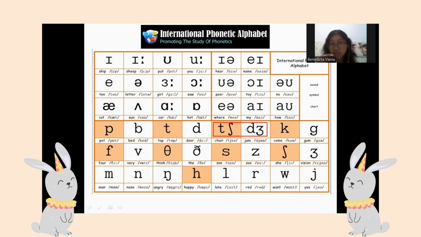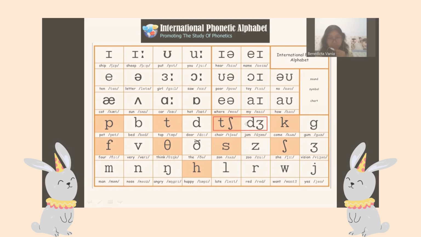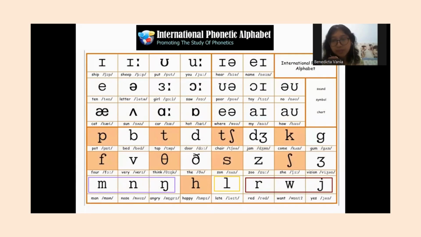etch, judge, etc. Alright, next we're going to move on to the nasal, lateral and median consonants. The ones in the purple box are nasal consonants. The one in the yellow box is the lateral consonant, and the ones in the brown box are median consonants.